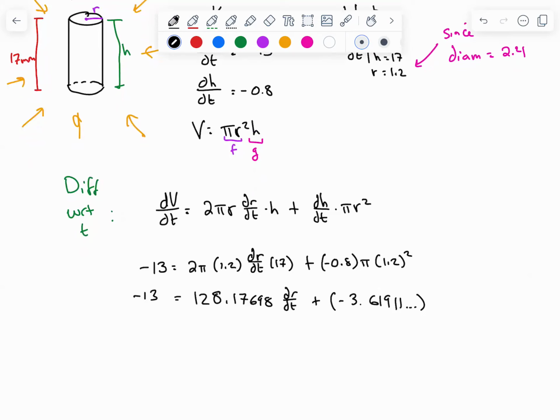Wait, what? Okay, there we go. Negative 13 plus that answer. You should get negative 9.3808885 is equal to 128.17698 dr/dt. Yeah, I know that.